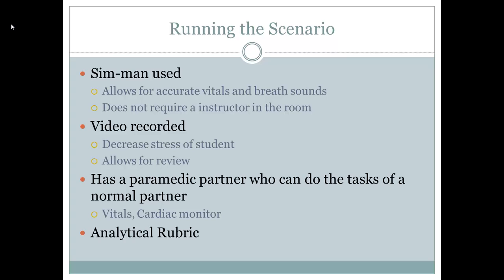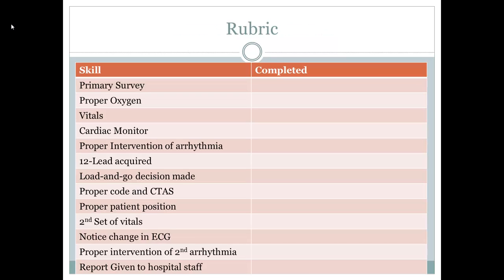And we'll use an analytical rubric, which will be shown on the next slide. So here's a rubric I want to use for the practical scenario. As we go through, it's all just the main things that need to be hit. This can be provided to the students beforehand because it doesn't say exactly what will be going on in the scenario. It will just say proper intervention of the first arrhythmia, and then there'll be a second arrhythmia. It doesn't say what those will be. This way the students will know what's expected of them without giving away all the information of the scenario.